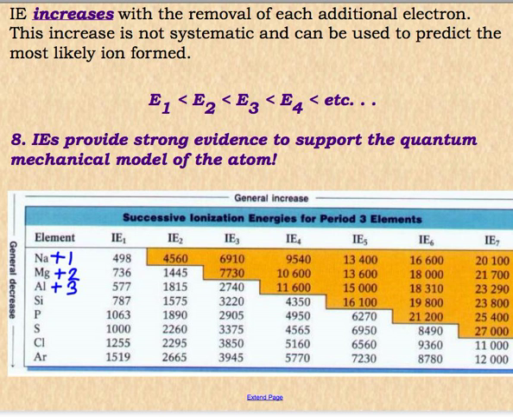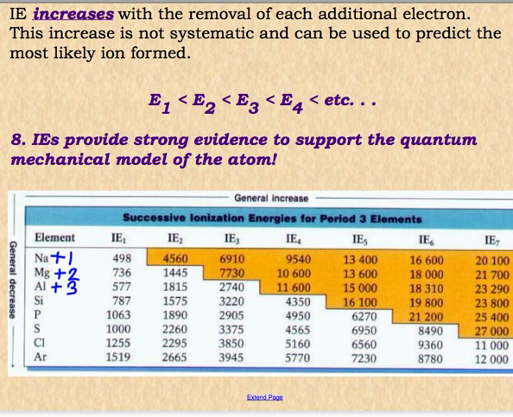Every time you remove an electron, it does get more and more difficult. So your first ionization energy is the easiest. Second ionization energy is harder, so on and so forth. And one thing that's pretty cool is your ionization energies kind of directly relate to your charges. So if you look here, sodium has one electron that is willing to give up. It doesn't hold it very tightly.